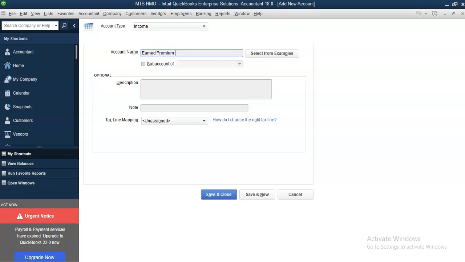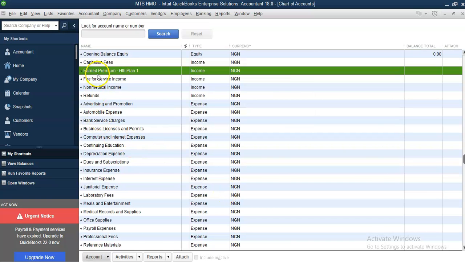Don't forget, Unearned Premium is for your deferred income. That is the part of the premium that we have not earned. So Earned Premium Health Plan 1. This is going to keep track of all the plans that have expired, which now become our own revenue. So I'm going to save and close now. The more health plans we have, the more income accounts and deferred income accounts we are going to create.